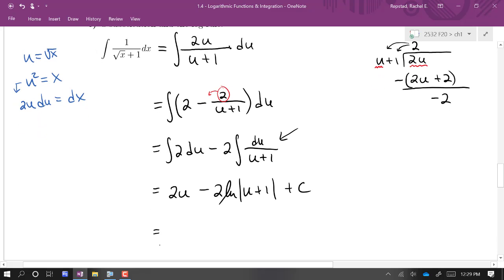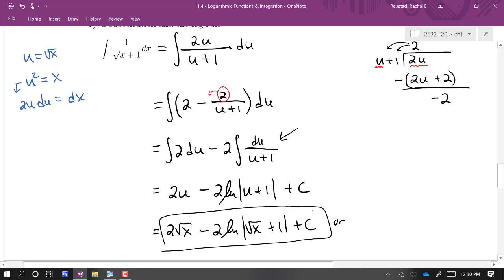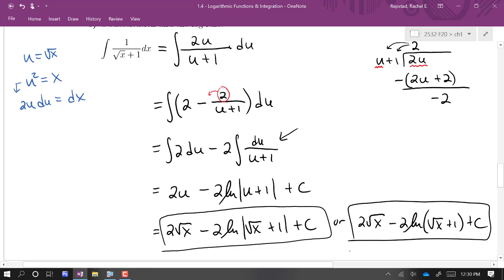And now we can plug in our x's back. So this is 2 root x minus 2 ln absolute root x plus 1. And here's another case where if we want, we can actually drop the absolute values, because when we write root x like this, we mean the principal root, the positive root. So root x plus 1 is positive. So whether you use the absolute values or not, either way is just fine.